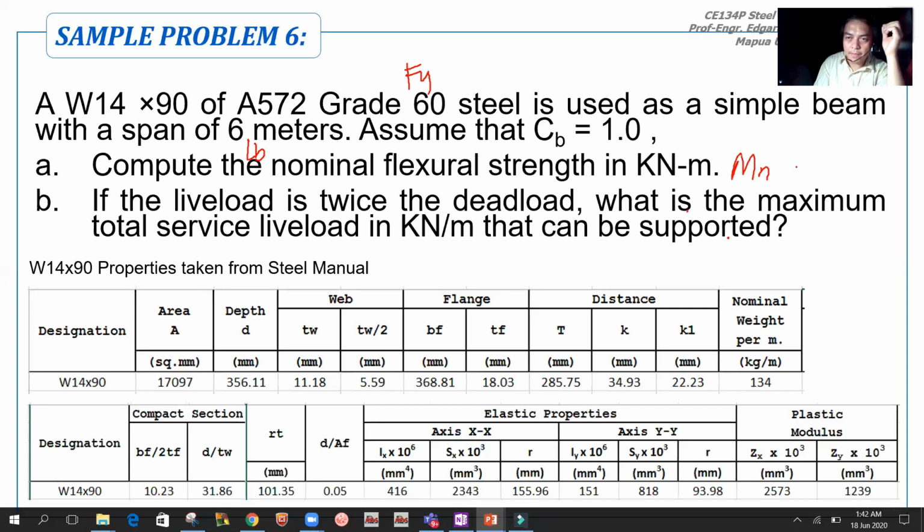MN. Tapos letter B, if the live load is twice the dead load, what is the maximum total service live load in kilonewton per meter that can be supported? So that means total service live load. What is the maximum total service live load? So that is live load ang hinahanap. So I look into the section properties. So yan yung properties. So check natin.